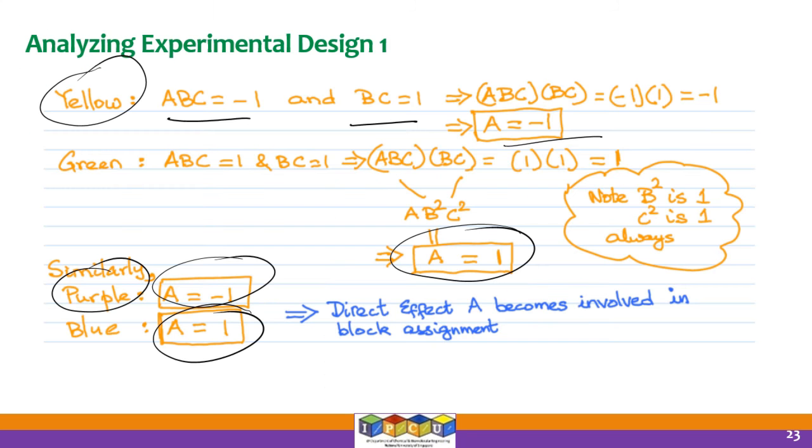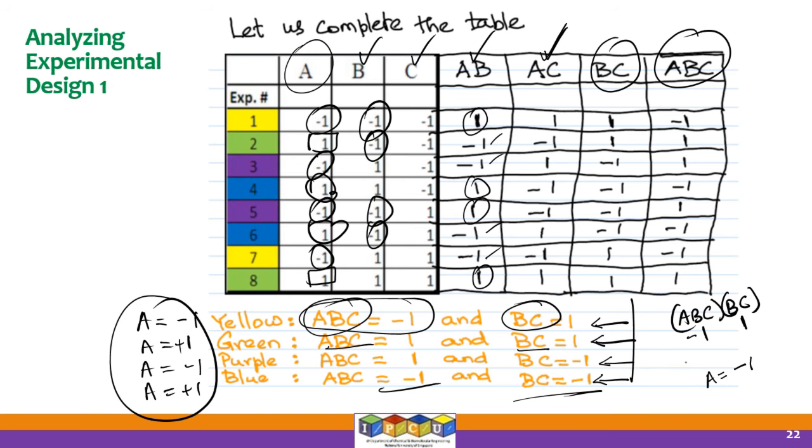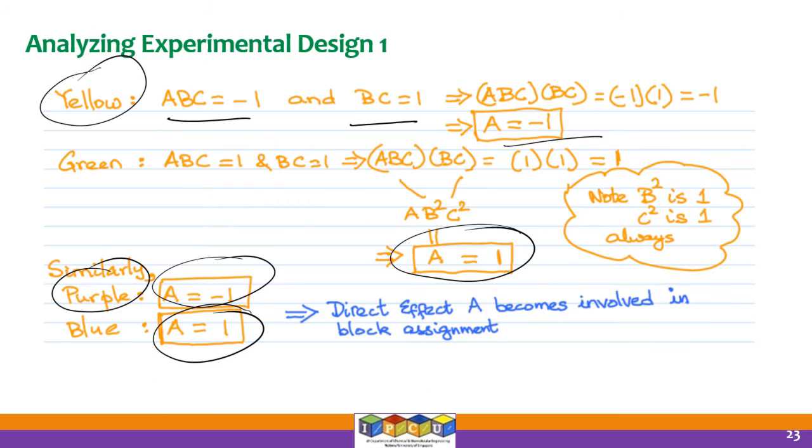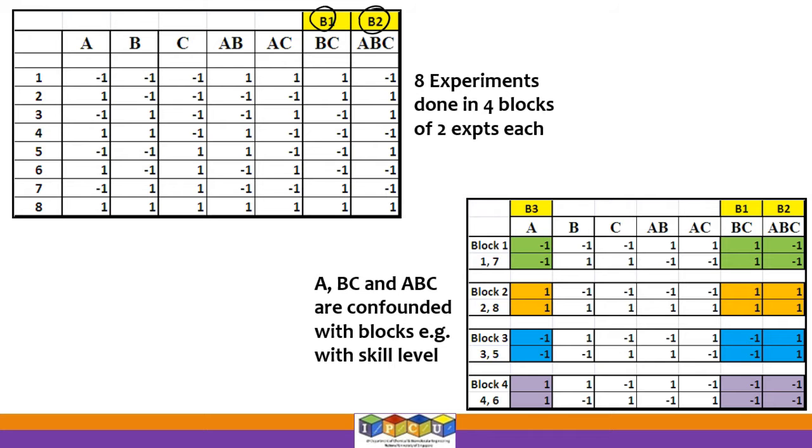Remember, here we used ABC and BC as the basic blocking factors, deciding which block an experiment should go. These two variables played a role. That is how this design came up. And therefore, we call this B1 and B2, or we can also call it BF1 and BF2, blocking factor 1 and blocking factor 2, or simply B1 and B2.